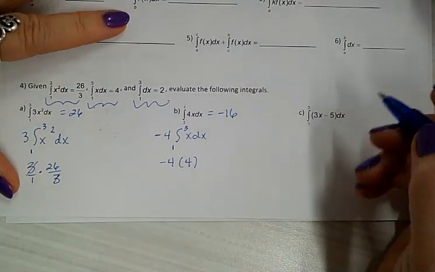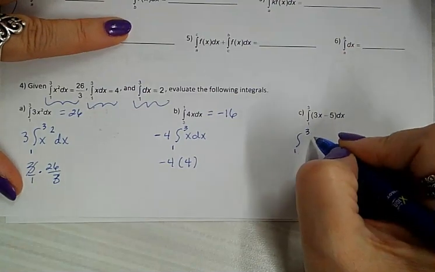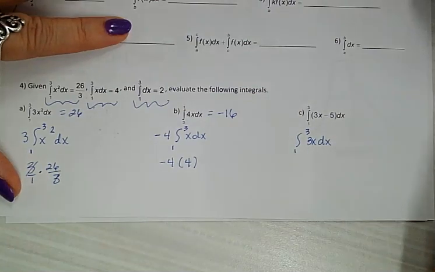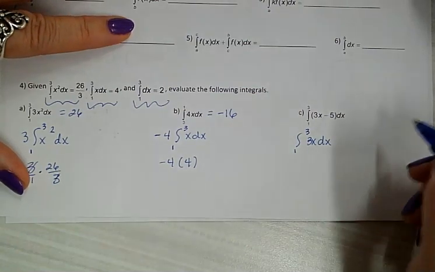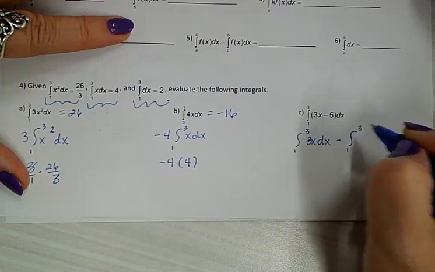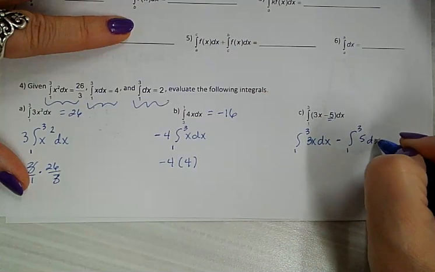All right. So then we're going to go from 1 to 3 of 3x, and remember you need to bring the dx with each part as you expand it and apply the rule, minus the integral from 1 to 3, and the second part right here, which is 5 dx.